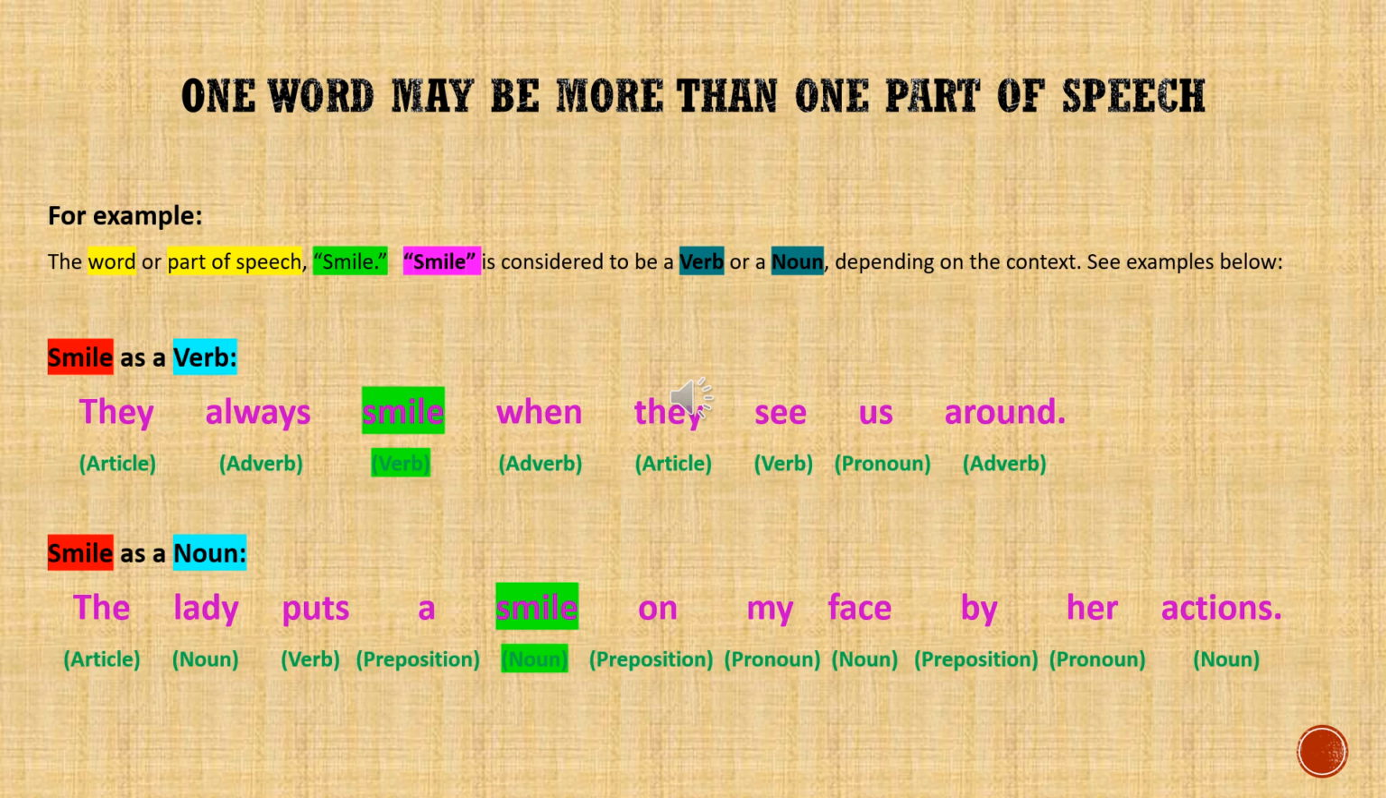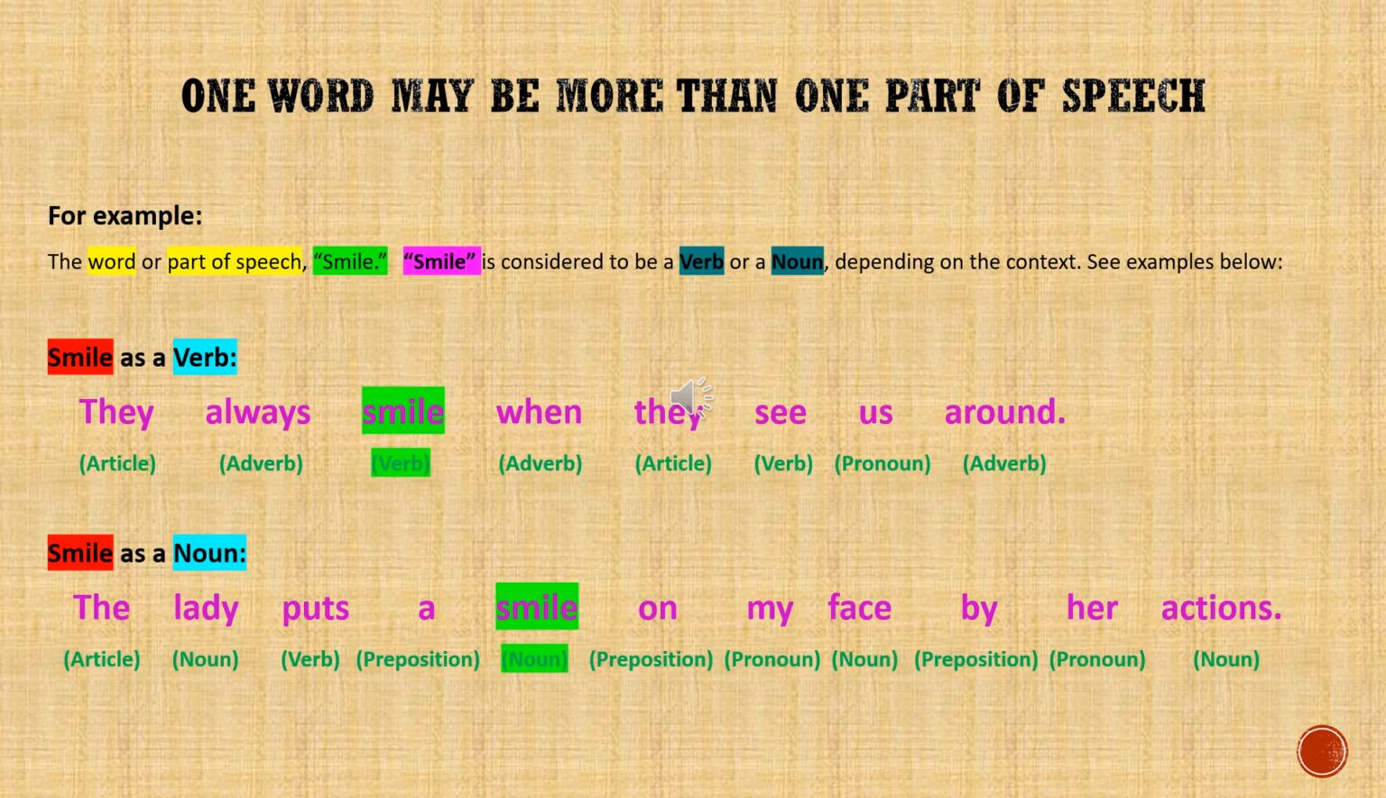The first sentence reads, "They always smile when they see us around." In this context, smile is a verb because it is the action of the third person plural when they see the speaker. The second sentence reads, "The lady puts a smile on my face by her actions." Smile, in this context, is considered to be a noun because it is the thing that is being put on the face of the lady.